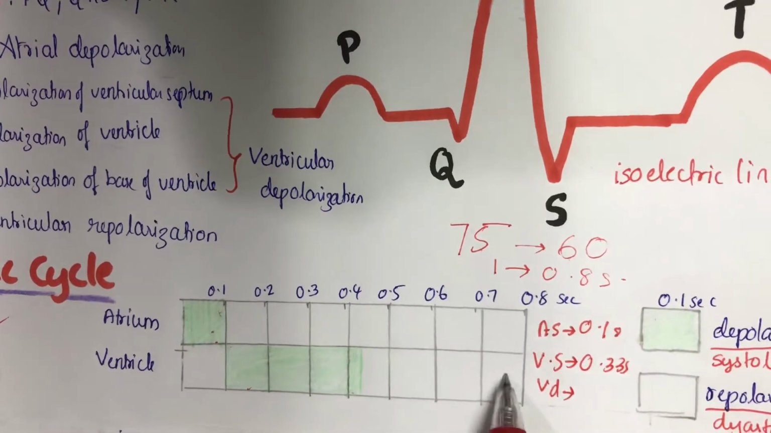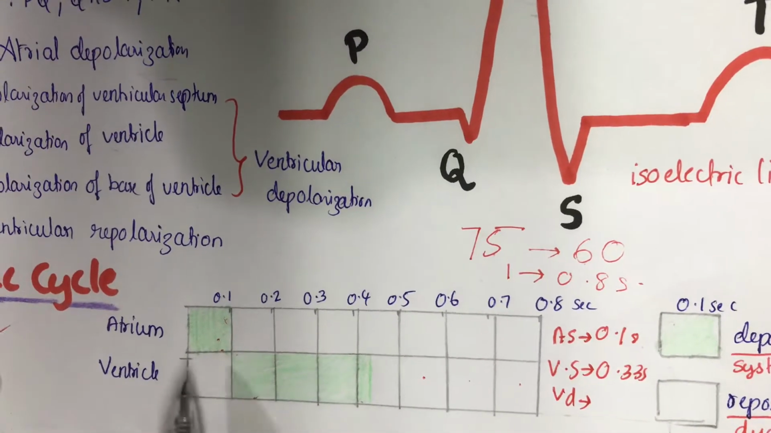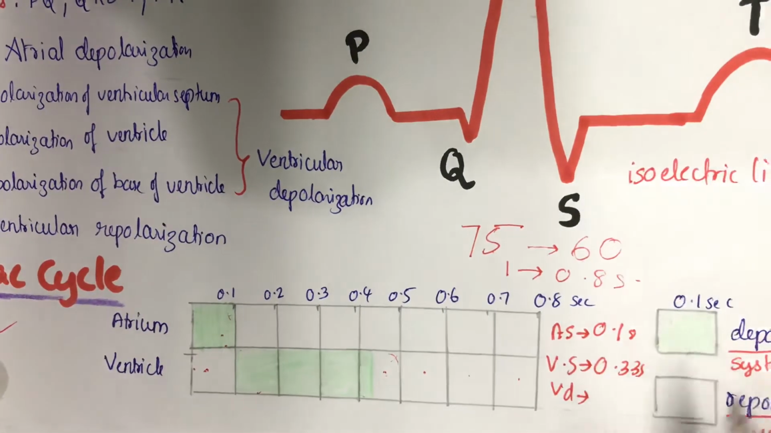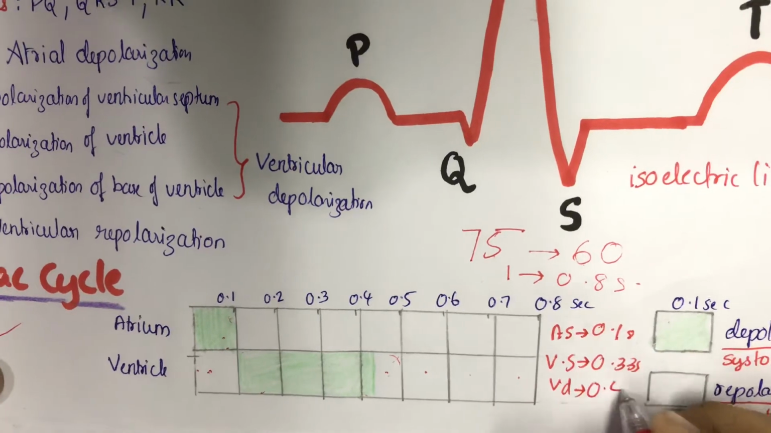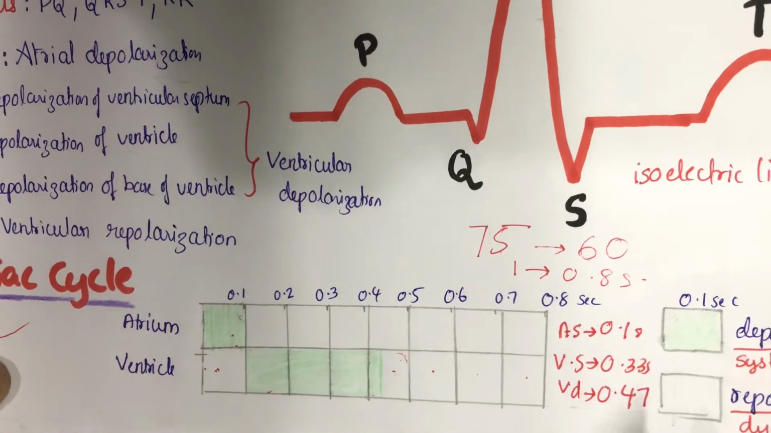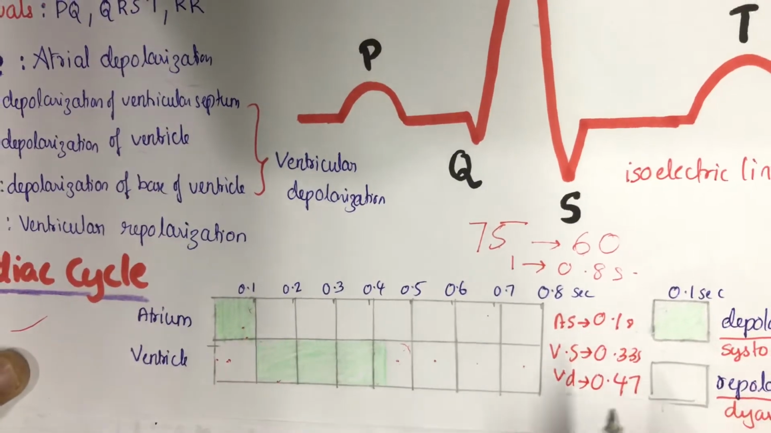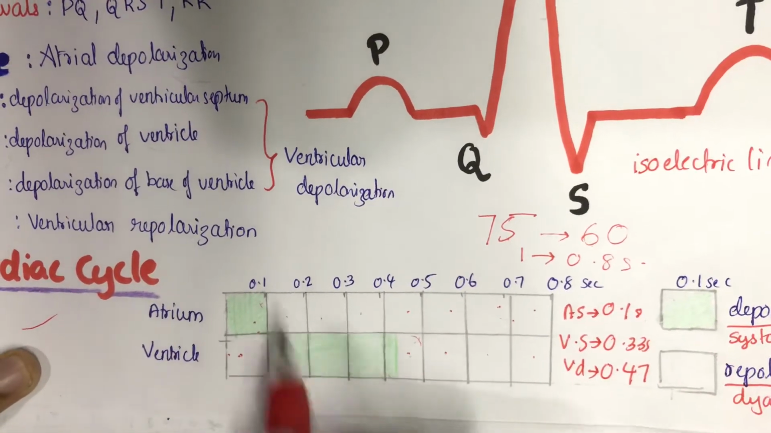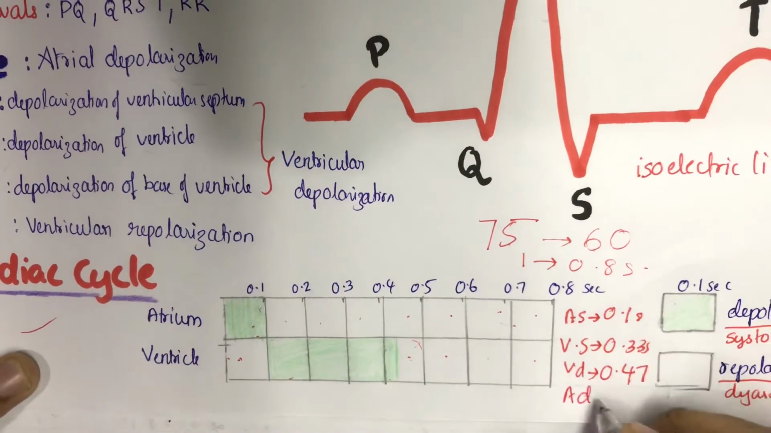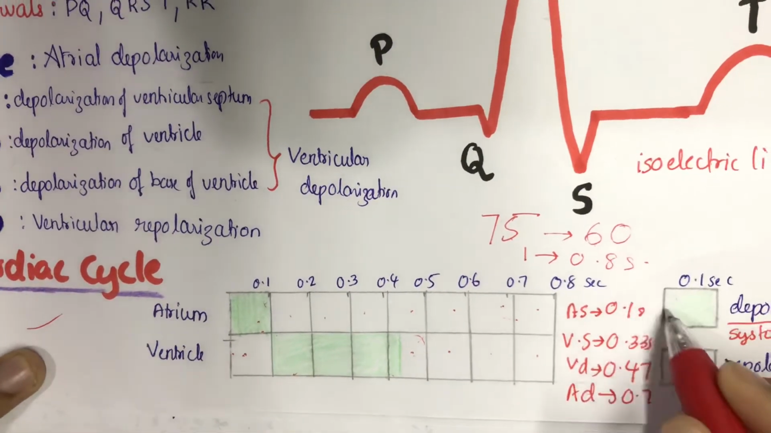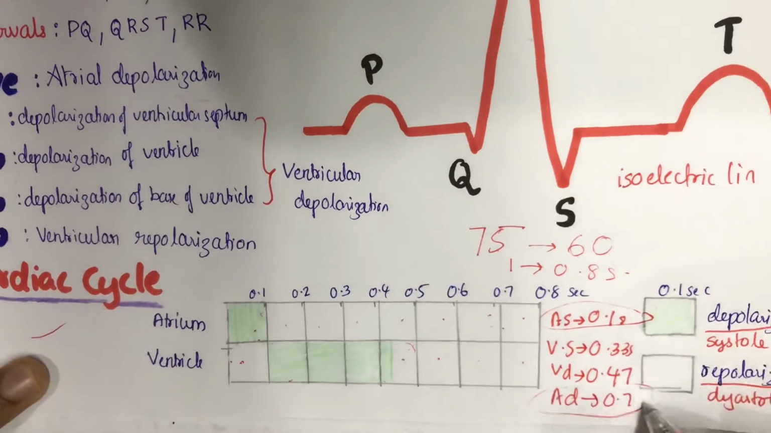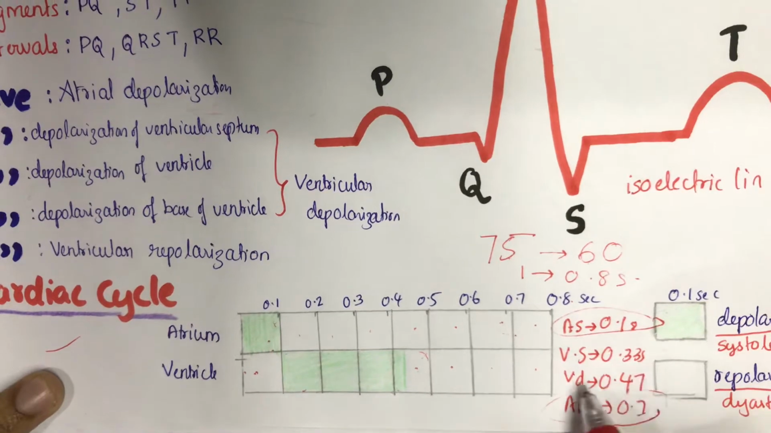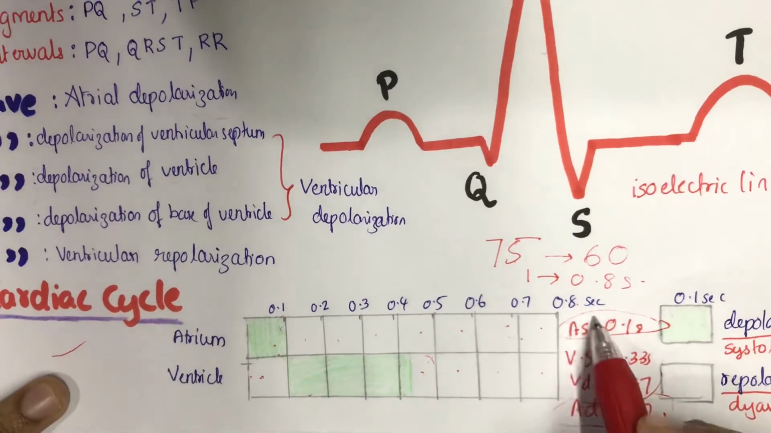Ventricular diastole is 0.47. And when we talk about the atrial diastole or atrial relaxation, it is 1, 2, 3, 4, 5, 6, 7. So atrial diastole is 0.7. When we sum the atrial systole and atrial diastole, it is 0.8, like 1 plus 7. And the ventricular systole plus ventricular diastole is also 0.8 second.